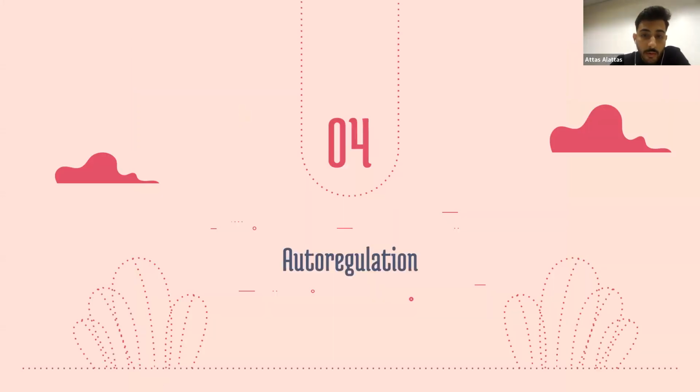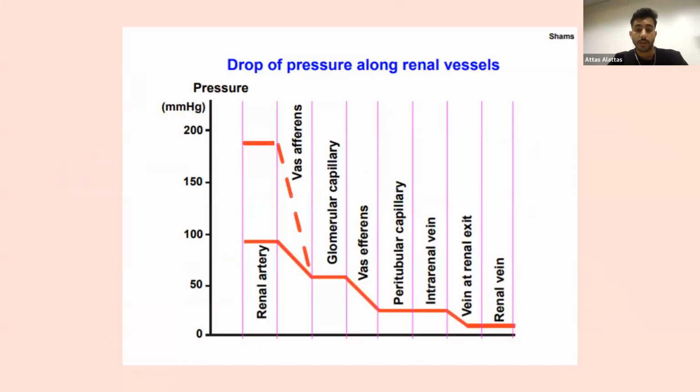Okay. Now moving on to the last part of this lecture, the autoregulation. Now in the kidneys, you have different vessels. You have the renal artery. You have the afferent arteriole, then the glomerular capillary, efferent arteriole, peritubular capillary. Then it becomes the intrarenal vein, renal vein, and finally to the inferior vena cava and to the heart.